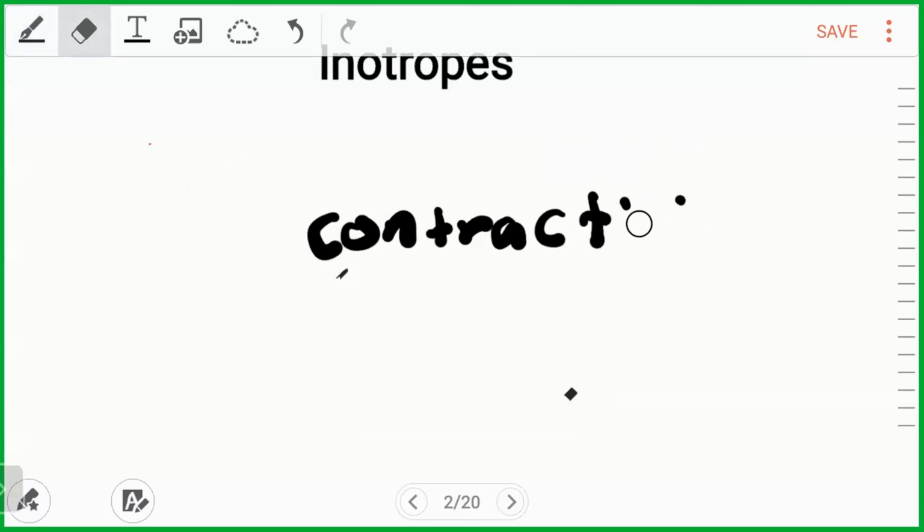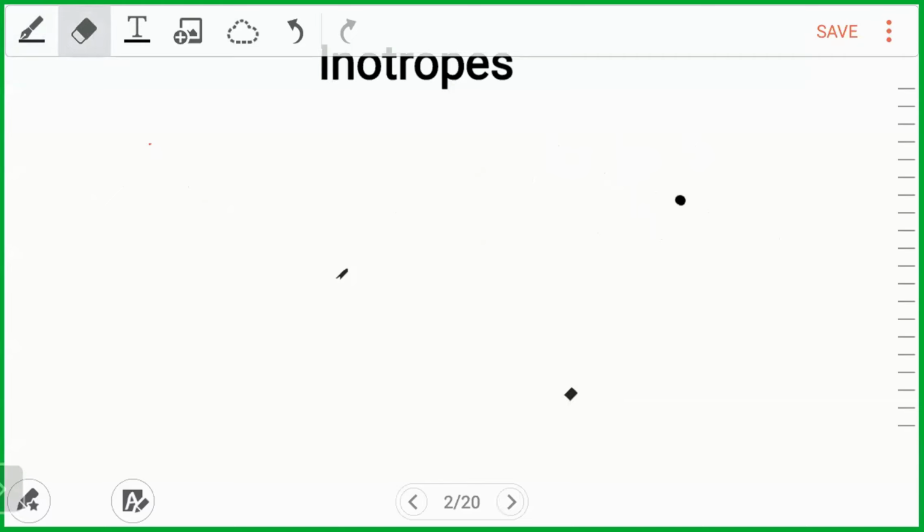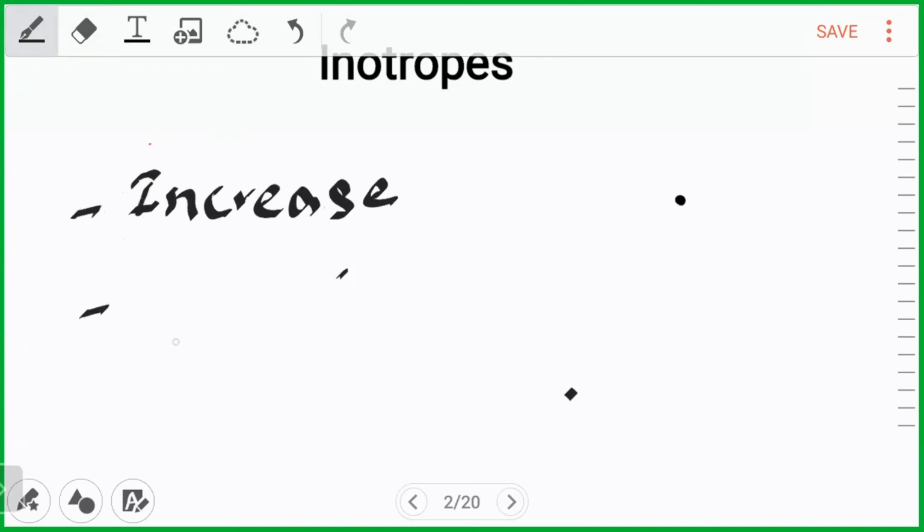In our clinical settings, certain inotropes are there. Some agents can increase the heart contractility, they can increase the contraction. On the other hand, others can decrease the contraction, right?